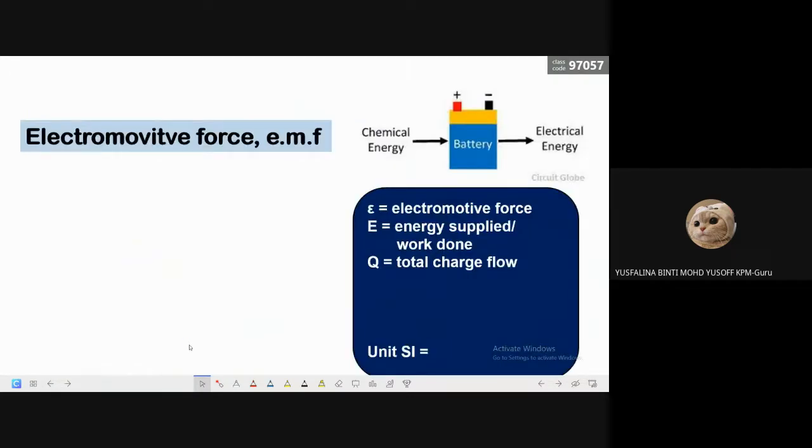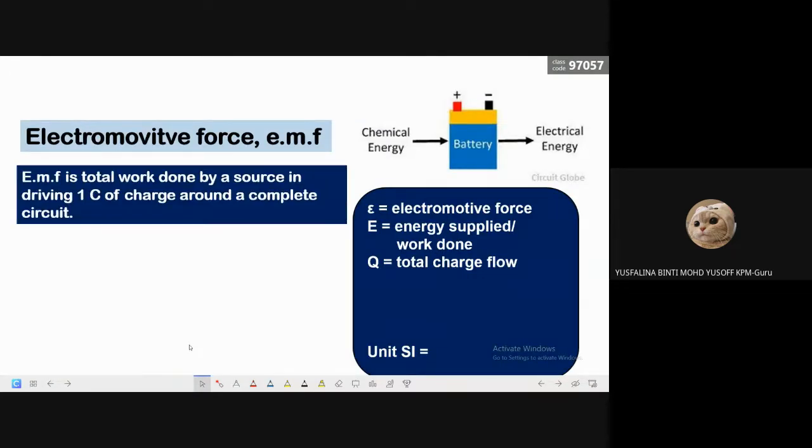Okay, we move to the next part, electromotive force. EMF stands for electromotive force. EMF is the total work done by a source in driving 1 coulomb of charge around a complete circuit. So if you have a circuit and 1 coulomb of charge, the work done to move that 1 coulomb of charge around the circuit, we call it the EMF.